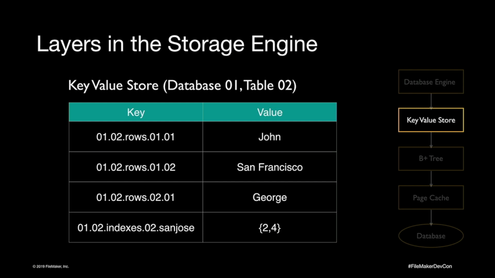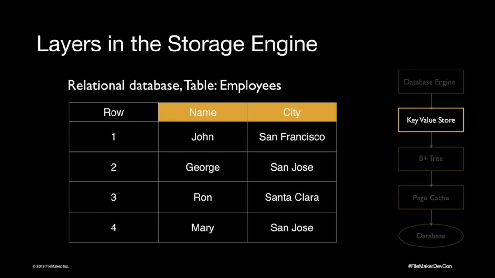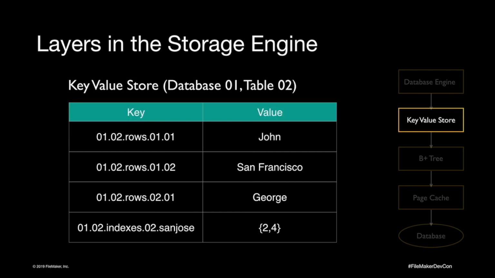But what is more interesting is that this is all very common. If you look at the last entry in the key value store, we are implementing, let me go back to the previous table. In this table, we also have a secondary index on the field called city. Now we want to maintain the index for the field city. If you look at this key value store, in the last row, we have 01.02.indexes.